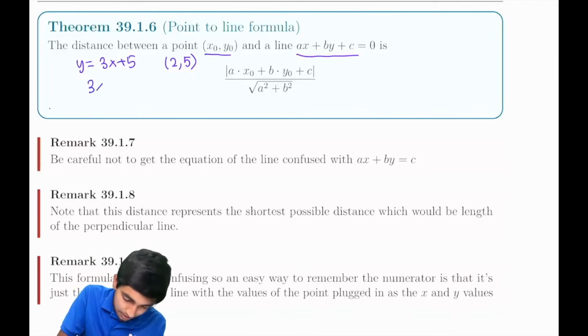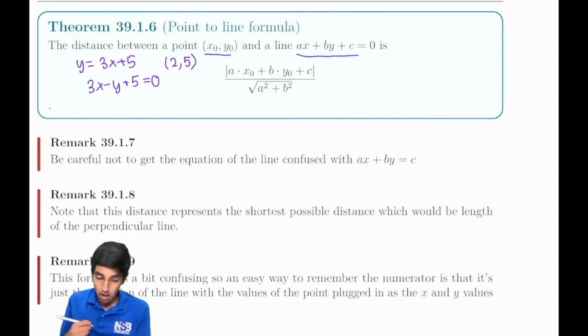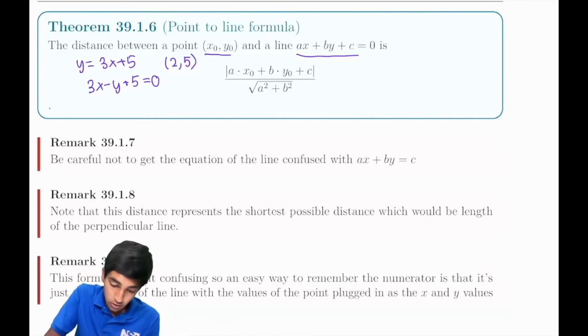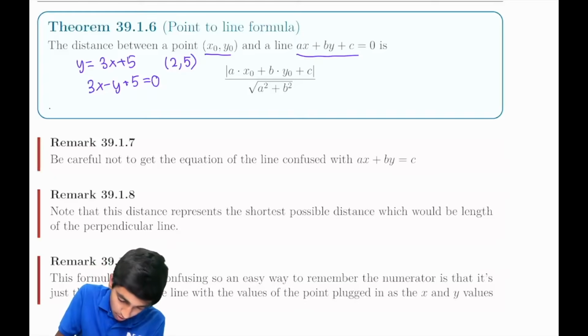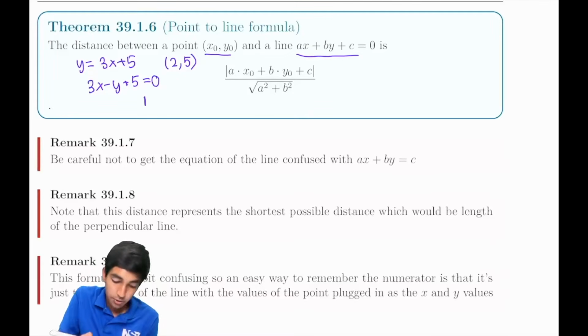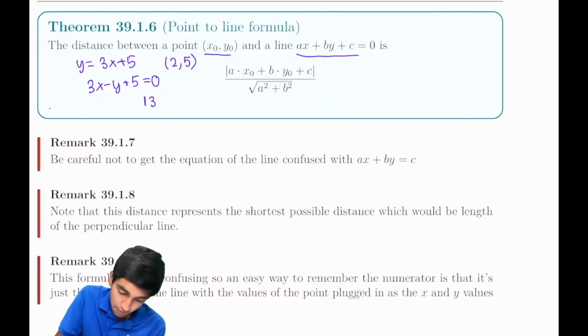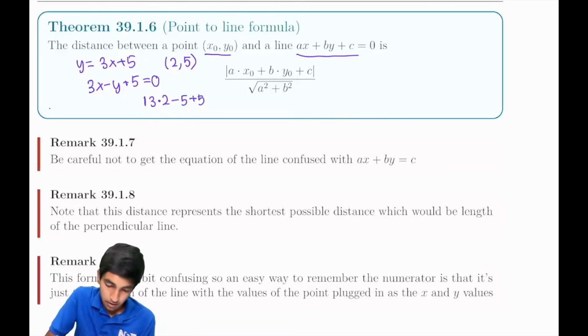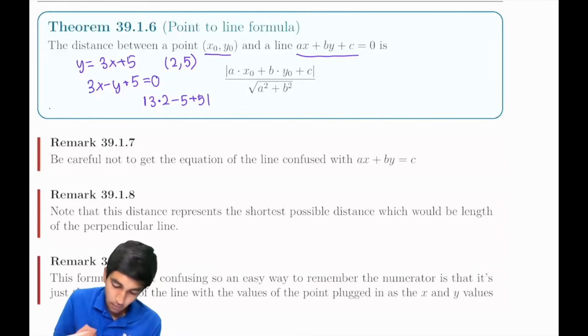So 3x minus y plus 5 equals 0. There are a few very important things here. What you're going to want to do is actually quite simple. You just take this equation, 3x minus y plus 5 equals 0, and plug in your point, (2, 5). So 3 times 2 minus 5 plus 5, where x is 2 and y is 5. And now what do we divide this by?